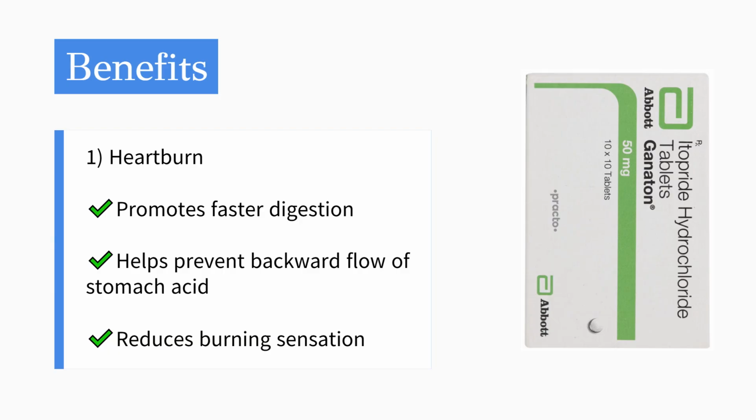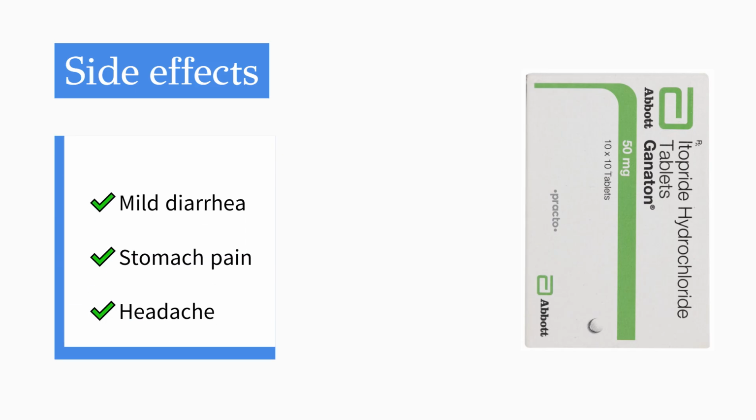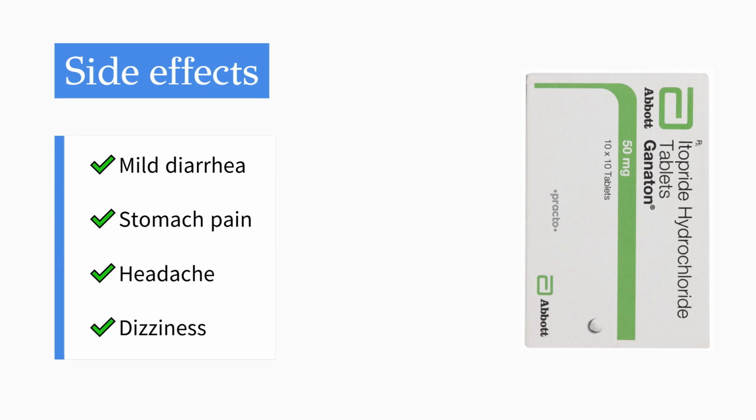For vomiting, it helps speed up the passage of food through the digestive tract, helping prevent the buildup that can trigger the urge to vomit. For nausea, Ganaton Tablet improves the movement of the stomach and intestines, helping ease the sensation of queasiness and an unsettled stomach. Side effects. Like all medicines, Ganaton Tablet may cause some side effects in certain individuals.